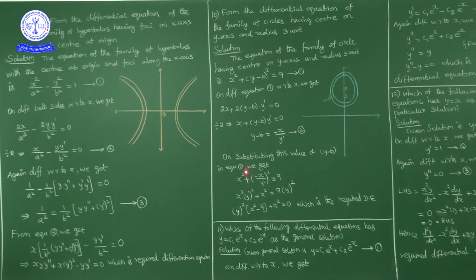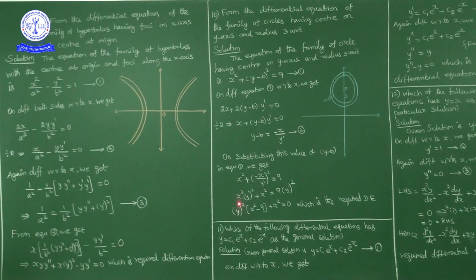x square plus (y minus b) whole square, which is nothing but (minus x upon y dash) whole square, is equal to 9. Now taking LCM y dash square, and cross multiplying y dash square to this side, what do we get? x square into y dash whole square plus x square is equal to 9 y dash square. Write this term on this side.